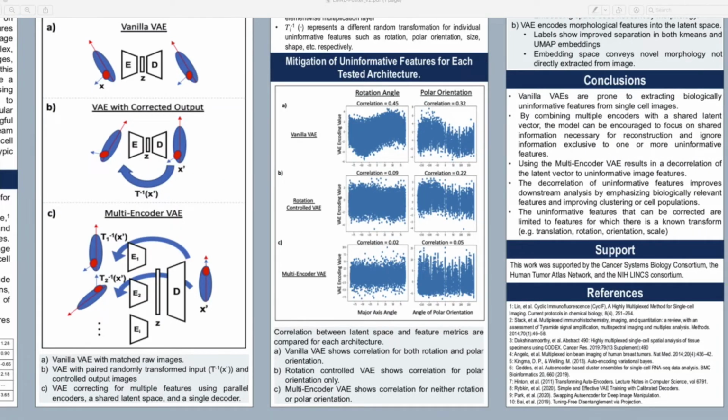As we can see here, using a multi-encoder VAE is able to remove all of these unimportant features from the encoding space. In the vanilla VAE at the top, we can see that there is a strong correlation between the encoding space and the features of interest, both rotation and polar orientation. By implementing a rotation controlled VAE controlling for just angle, we can remove the correlation to angle but keep the correlation to polar orientation. When we use the multi-encoder, we're actually able to remove the correlation to both unimportant features, thereby removing them from the encoding space.